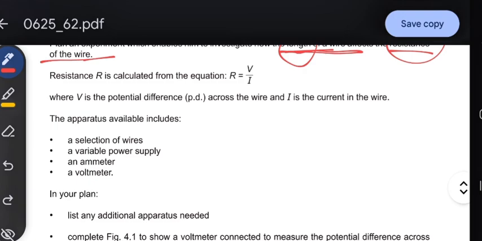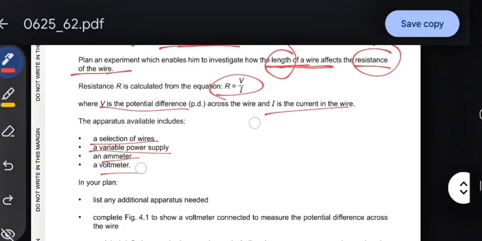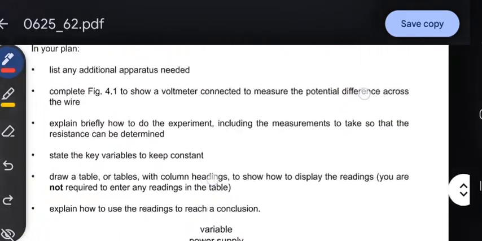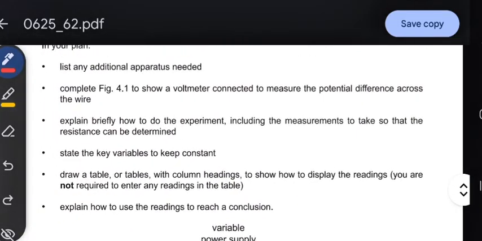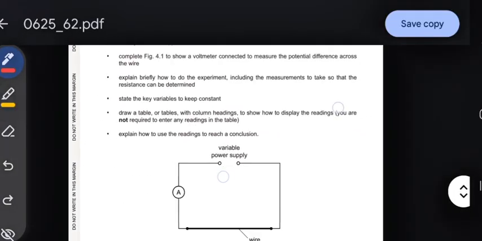Resistance R is calculated from the equation R is equal to V over I, where V is the voltage, potential difference, and I is the current in the wire. The apparatus available: a section of wire, a variable power supply, an ammeter and a voltmeter. List any additional apparatus needed. Complete figure 4.1 to show a voltmeter connected to measure the potential difference across the wire.